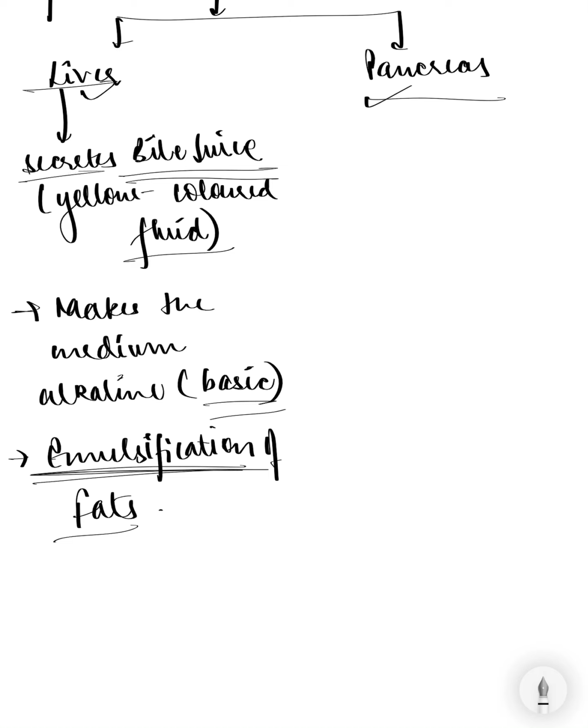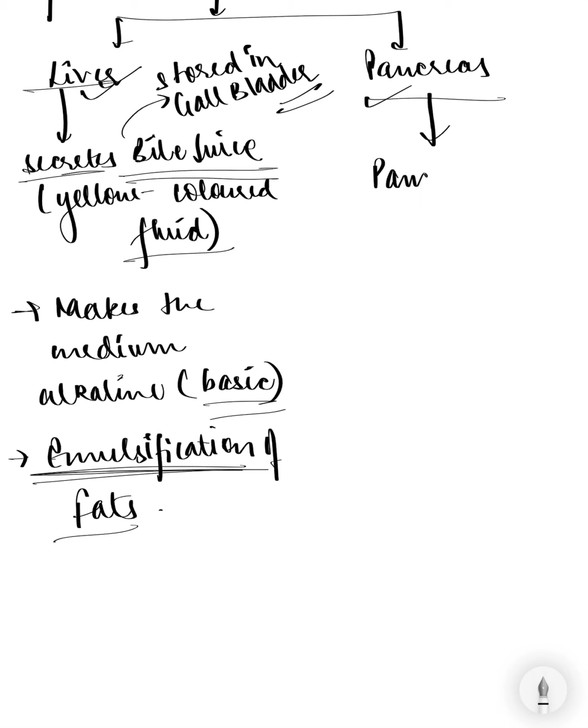Now bile juice is secreted by the liver, but it is stored in a pouch like structure which is called the gallbladder. Right? Now let's talk about the pancreas, which is the other gland, an accessory gland. It is a helping gland. This pancreas secretes pancreatic juice. This pancreatic juice works only in alkaline medium.